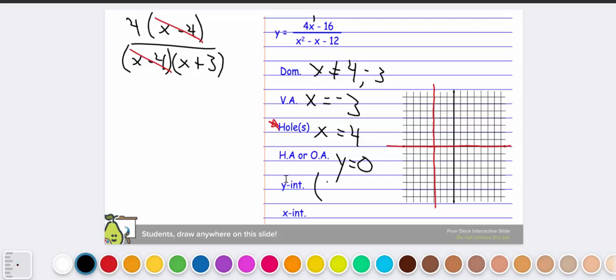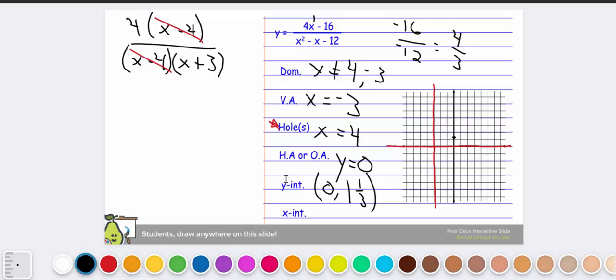Y-intercept, that's when x is 0. So we're focused on the tail end of our equation, negative 16 over negative 12. Both divisible by 4, so 4/3 turns positive, 1 and 1/3. Y-intercept is 1 1/3, so that ought to do there. So it gives me an idea of where the graph is going to be.